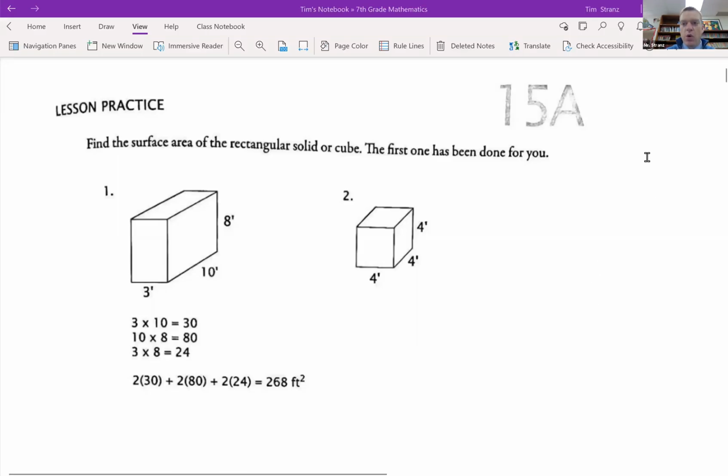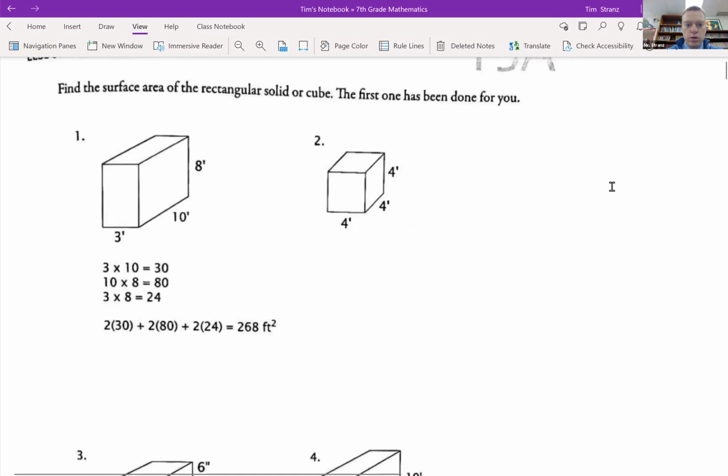We're going to be going over Math-U-See Pre-Algebra, lesson 15a, talking about surface area. Find the surface area of the rectangular solid or cube. The first one has been done for you. All right, so let's look at number 2.